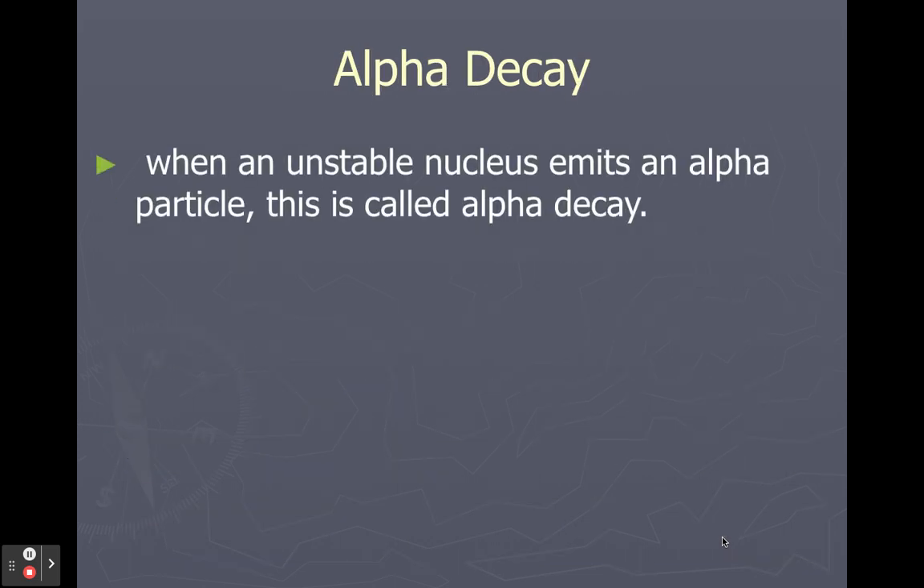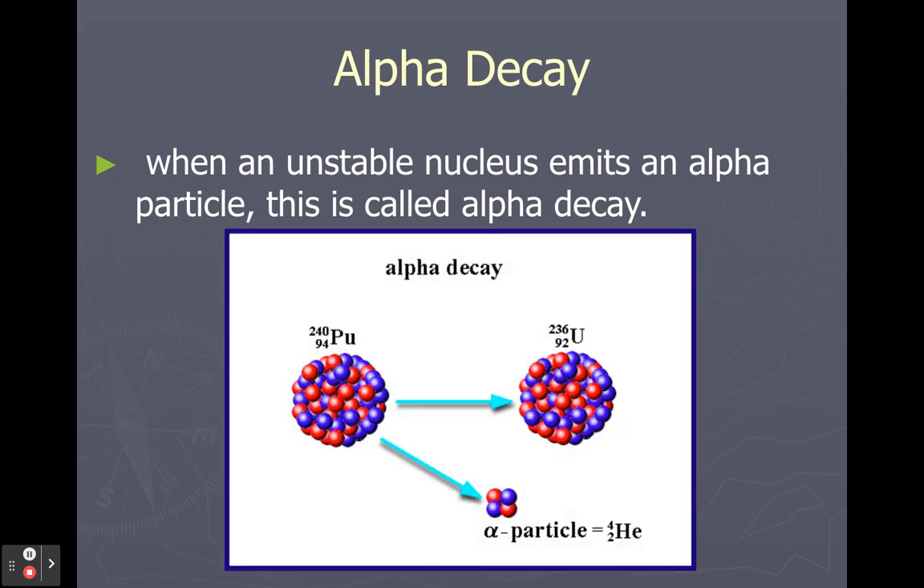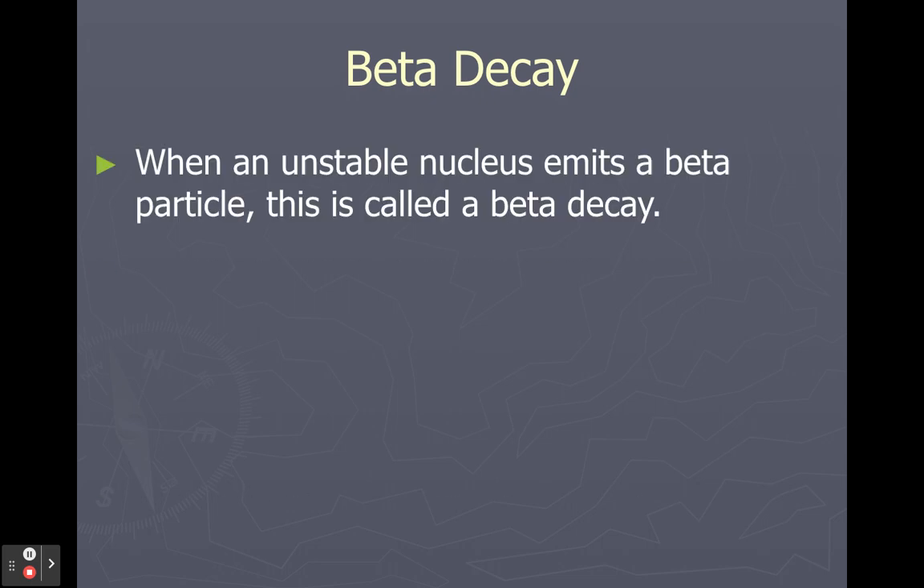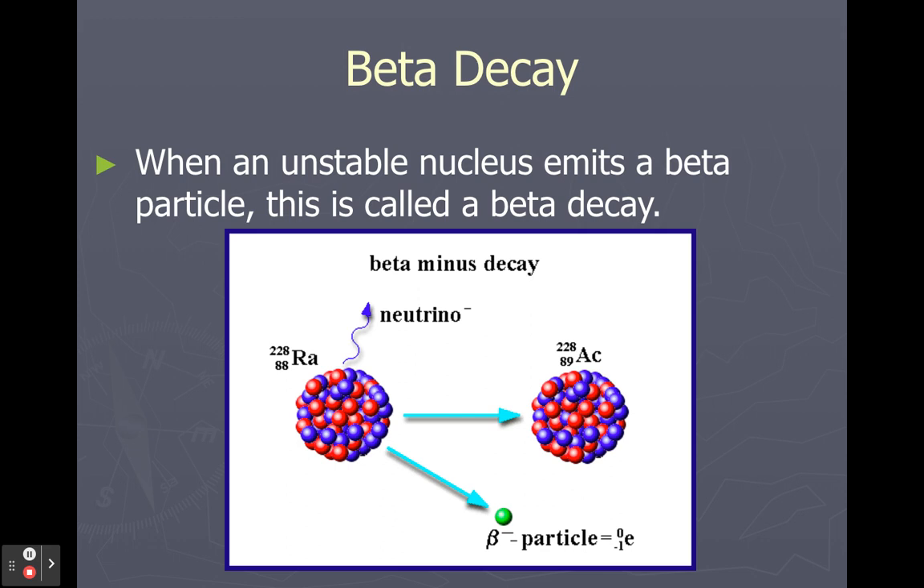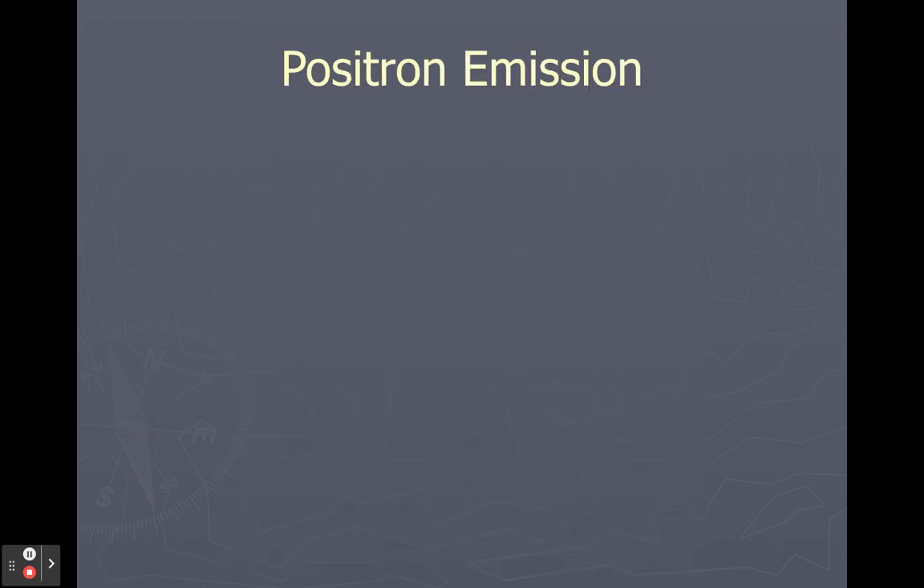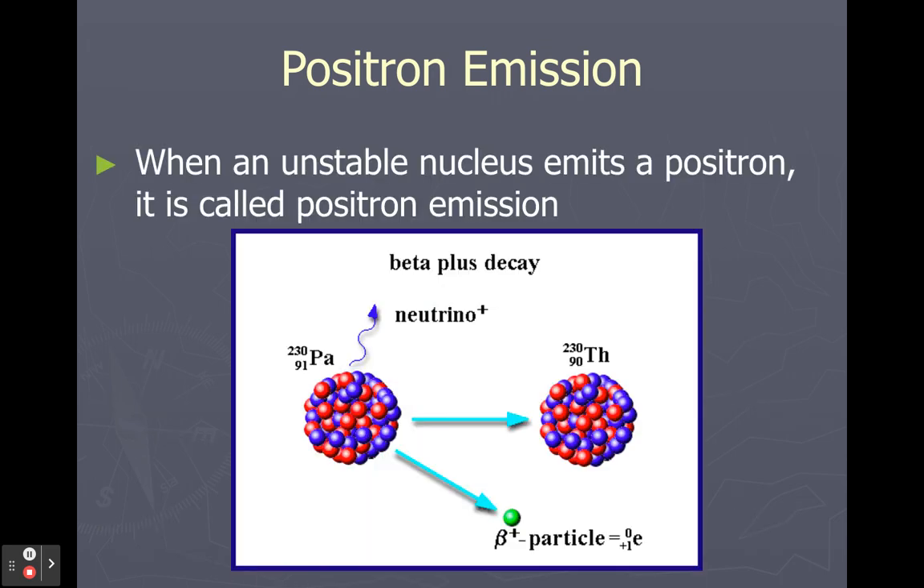So alpha decay happens when the nucleus emits an alpha particle. It's fairly easy. Beta decay is when the nucleus emits a beta particle. And positron decay is when it emits a positron.